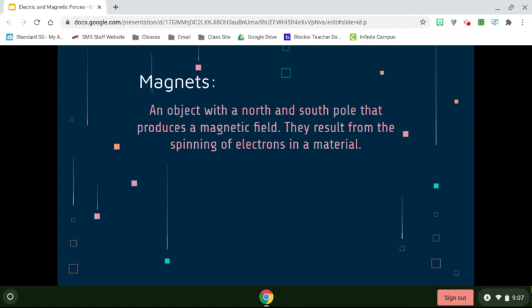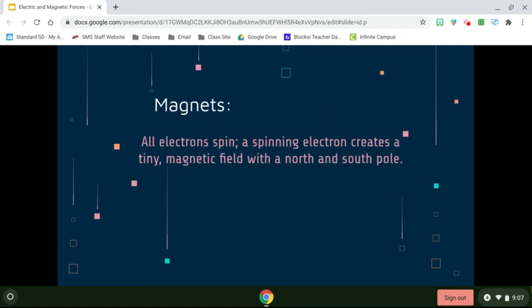So, magnets, what are they? An object with a north and south pole that produces a magnetic field. They result from the spinning of electrons in a material. All electrons spin. The spinning of an electron creates a tiny magnetic field with a north and south pole.